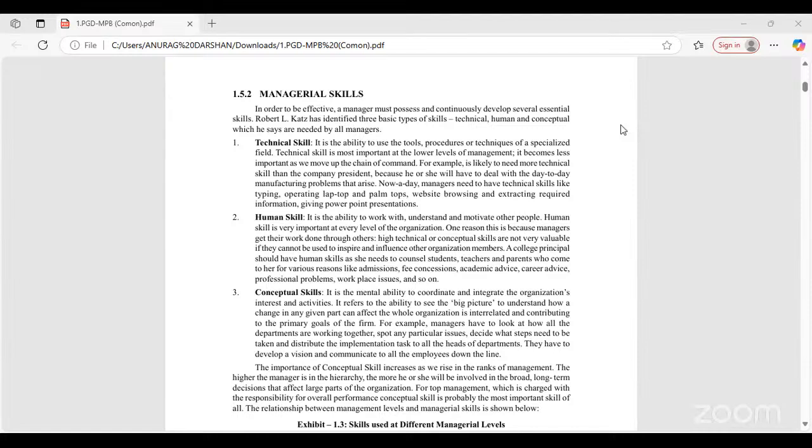Human skills. Now, what do you mean by human skills? Human skills is nothing but the humanoid nature, the ability to work, the ability to understand, compassion, motivation. All these things will be very, very important because the more you are compassionate, the more you're able to understand, the more you're able to.